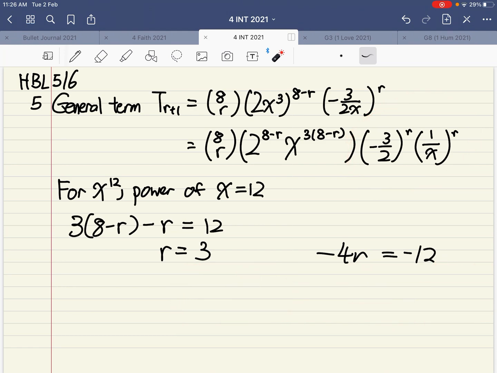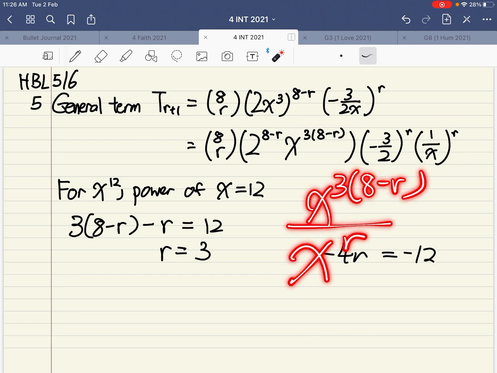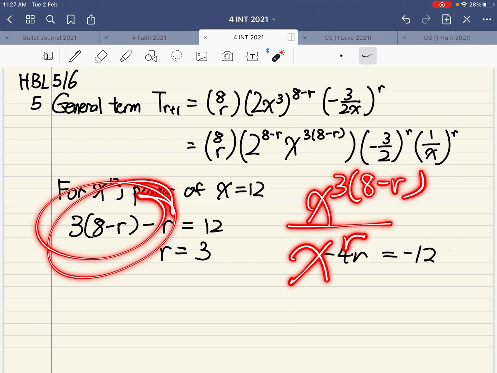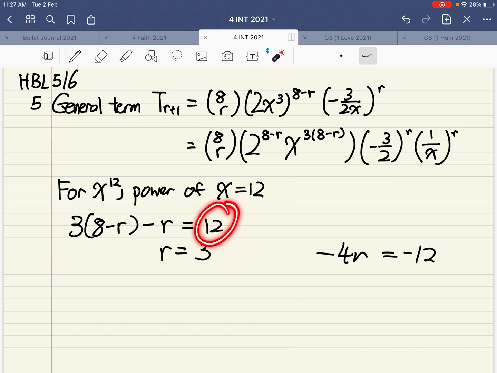Then, if I just concentrate on the power on x terms, which is here and here, what I get is x to the power of 3 times 8 minus r over x to the power of r. So looking at the coefficients, looking at the powers of x, I will get this whole thing, and I'm looking for the power of x equal to 12. Solving it, I'll get r is equal to 3. And that is how I have worked on the general term.